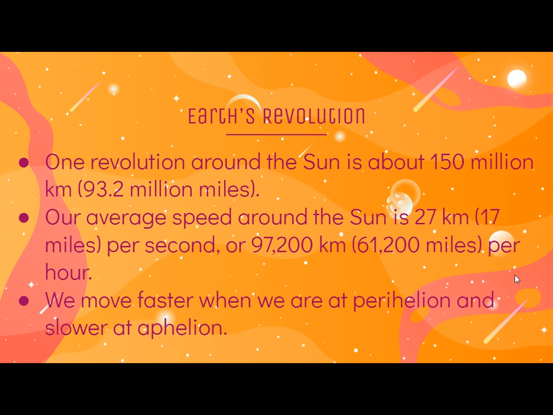One revolution around the sun, we go approximately 150 million kilometers or 93 million miles. And if we do that in a year, that means we are going at about 97.2, is it? Yeah. Kilometers per hour. Y'all, we are trucking. It doesn't feel like we are going that fast, but we are. We move faster when we are at the perihelion. When we're closer, we move faster. When we're at the aphelion or farther away, we move a little bit slower.